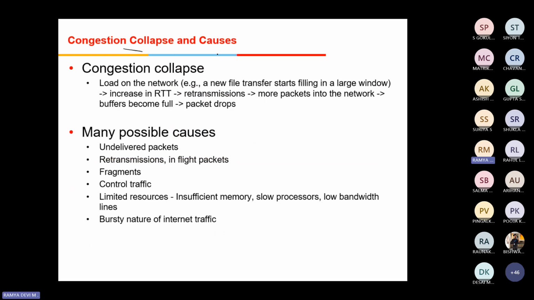So, congestion collapse and causes. One of the most severe network problems is the congestion collapse. Right? So what is congestion collapse? Congestion collapse is nothing but it will occur when the network is heavily loaded. Okay. So more number of packets are transmitted. All the sources are sending the packets, but the intermediate routers are running out of the buffer space.